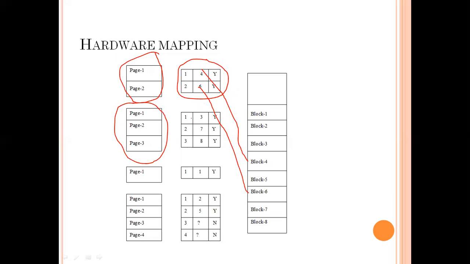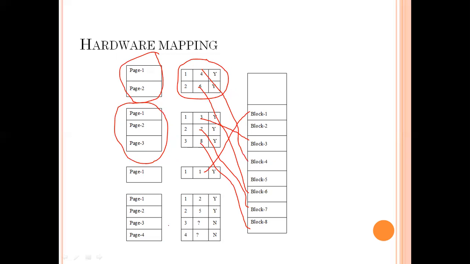Then go to the page map table of the second job. There it is telling that the status for all the 3 pages is Y. The first page is available in the 3rd block, the next page is available in the 7th block, and the 3rd page is loaded in the 8th block. Then the 3rd job has only 1 page. It is available in the 1st block.